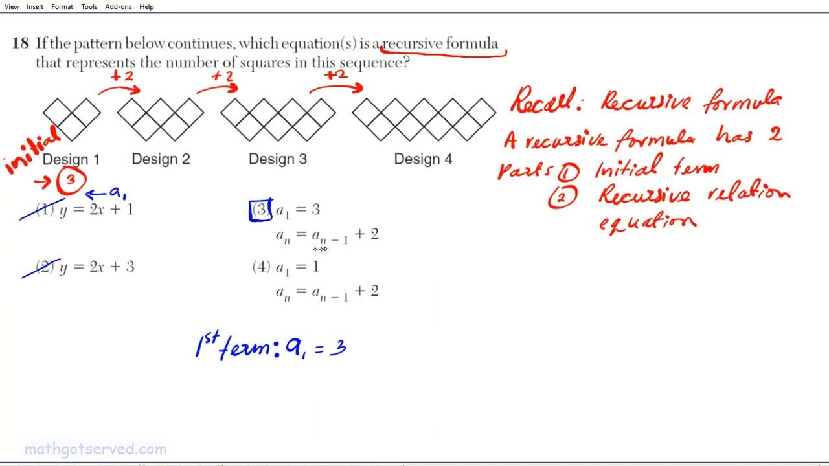If you look at the recursive relation equations, both of them are identical. They're both correct. But what sets this apart as the correct one is that it has the correct initial term. Both of them have the correct recursive relation equation because a previous term plus 2 generates the next term, and that's what's manifesting itself in this arithmetic sequence. Alright, so the answer to number 18 is option number 3.